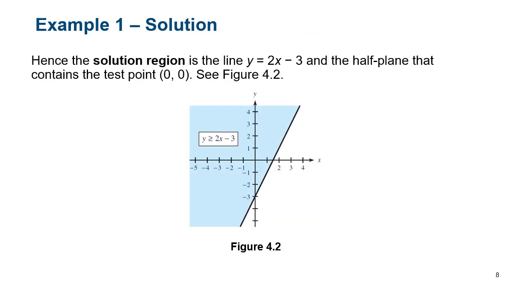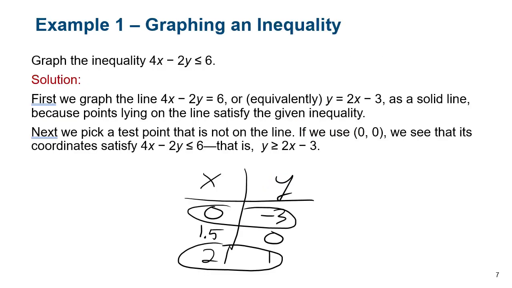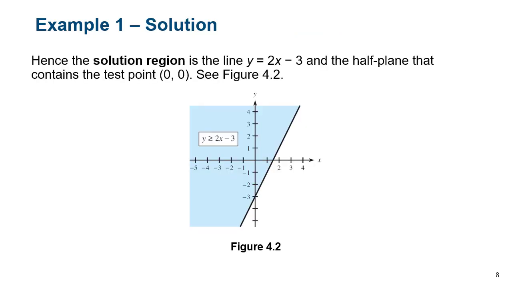So then you come along and you graph your line. Well, here's the (0, -3) and the (1.5, 0) points, right, that we found. But you could also go (2, 1). You can see that would be easier to graph if you had the actual grid paper. But in any case, we do the solid line, because this original one was a less than or equal to. And then all we have to do is pick a point and test.